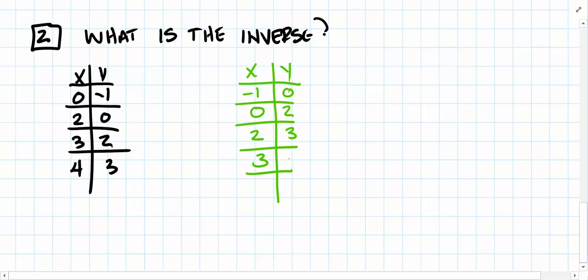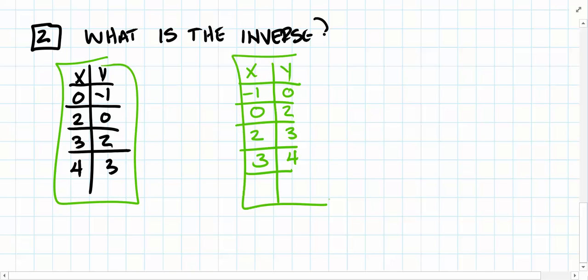It's called a relation, right? A relation is a set of ordered pairs. So it's the one on the left, like this right here. That's a relation.